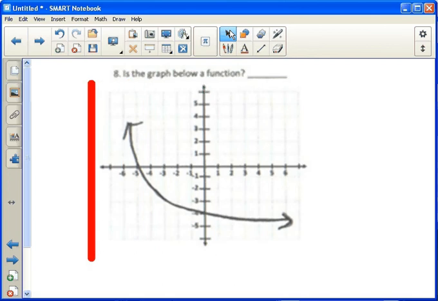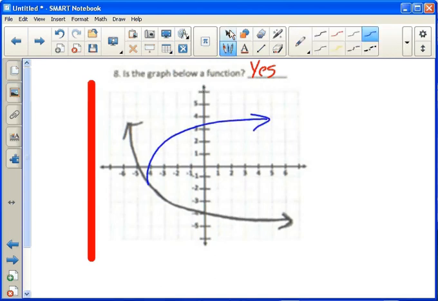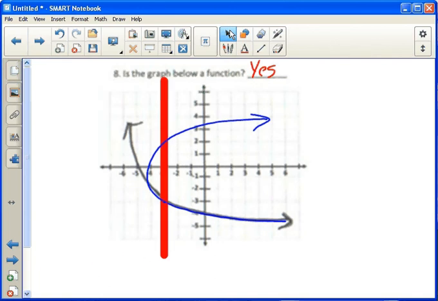To give a quick example of something that would not be, if this did this, for example, then it would not be, because you can tell, like for example here, it hits it in 1, 2 points. If it hits in only 1 point at a time, it is a function. If it hits at more than 1 point at a time, it is not a function. So the way this one is drawn, it is indeed a function.